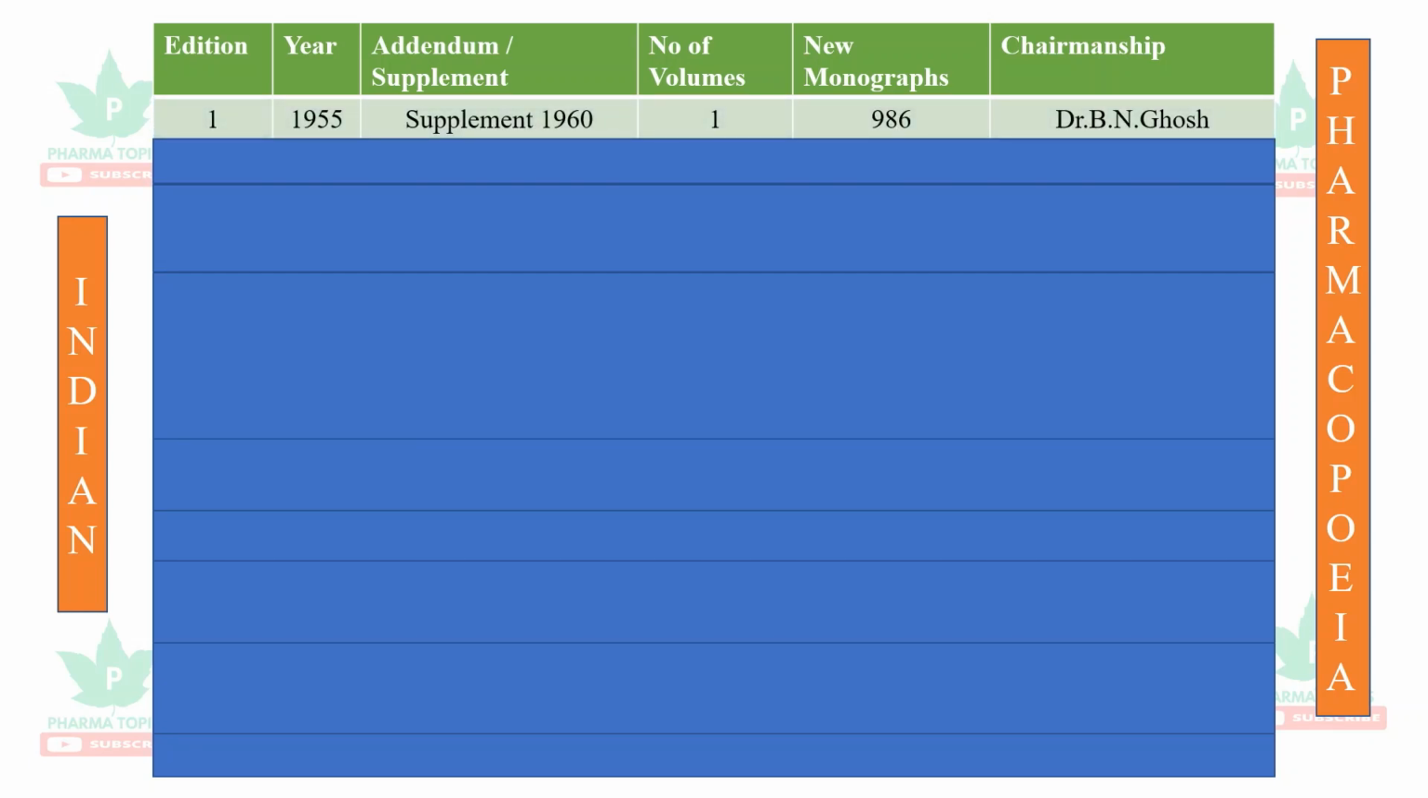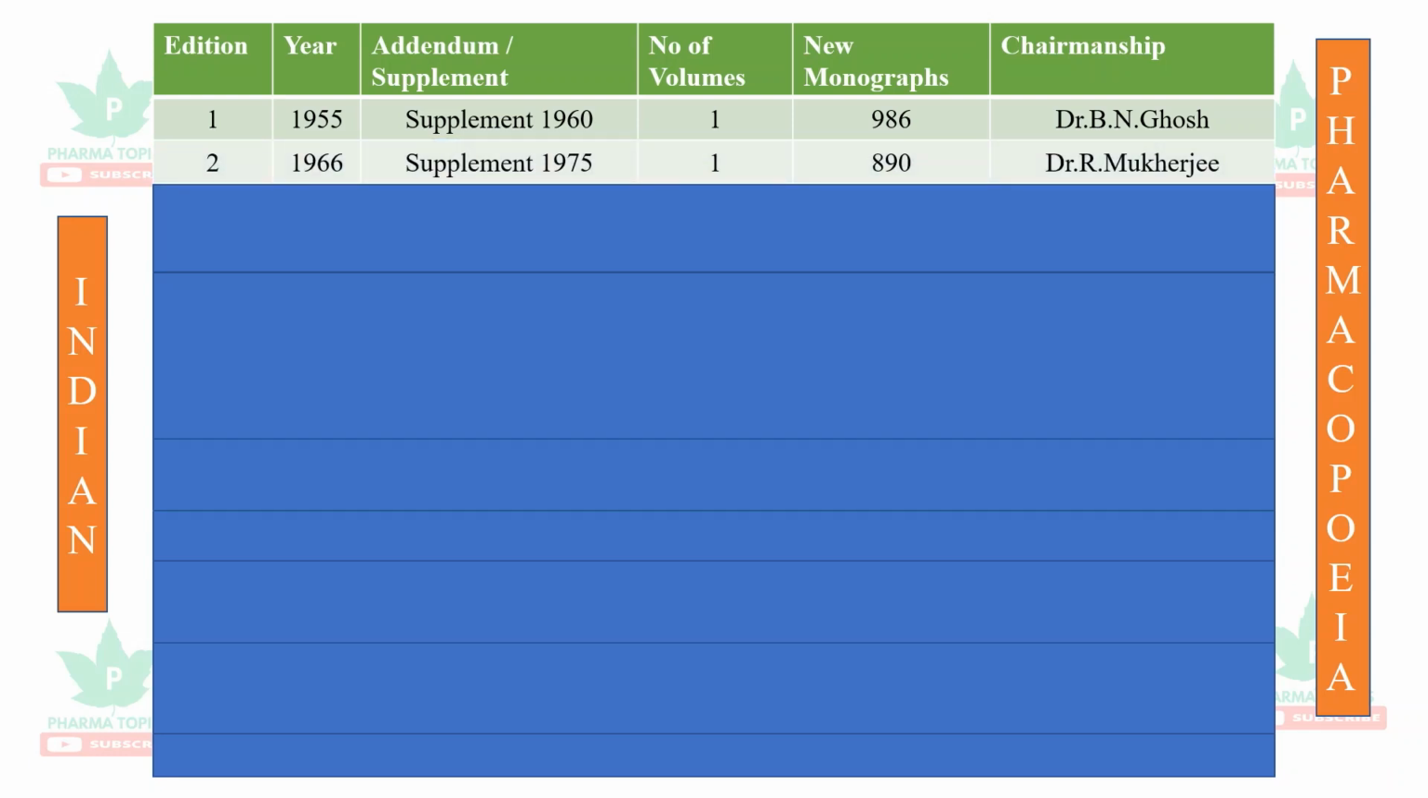The first edition was launched in the year 1955. Supplement was launched in the year 1960. The number of volumes was 1. The new monographs were 986. It was launched under the chairmanship of Dr. P.N. Ghosh. The second edition was launched in the year 1966. Supplement was launched in 1975. The number of volumes was 1 and the new monographs were 890. Chairmanship of Dr. R. Mukherjee.